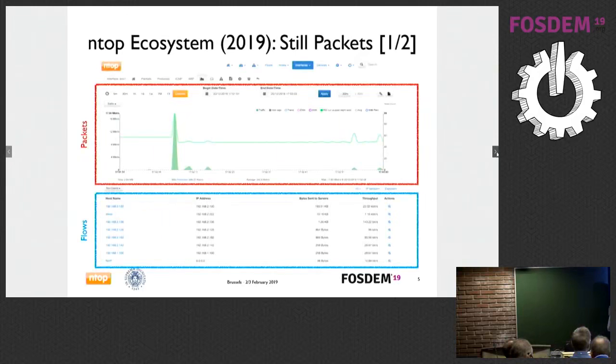If you're talking about 2019, you go to GitHub, you download NTOP-NG, that is the successor of NTOP, the next generation. You will see a graph like this. You will see that there is a peak. You will see that there is probably an anomaly here. And you will see that packets are still first citizens. This morning, until now, we talked about packets. XDP, DPDK, and so on. Packets, packets, packets.